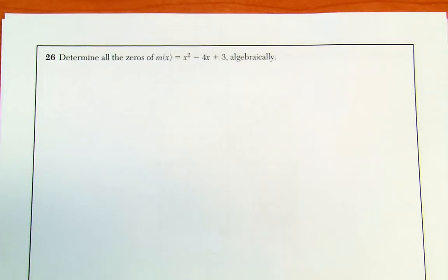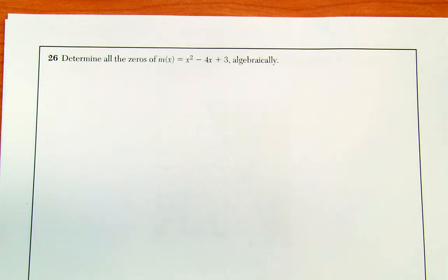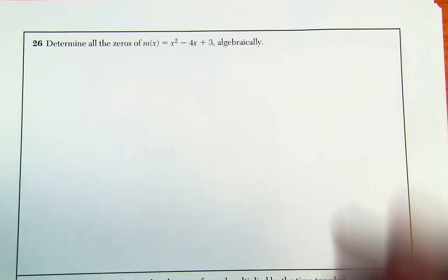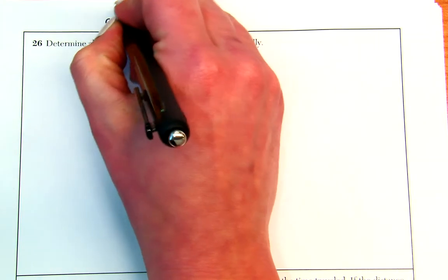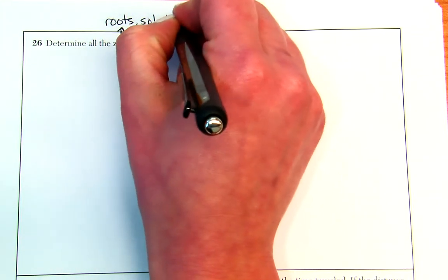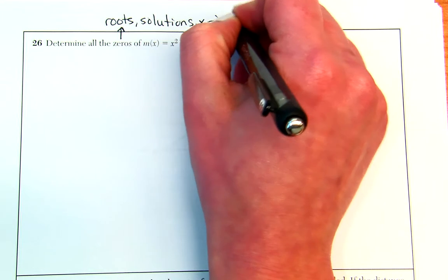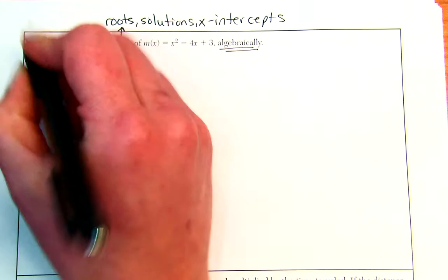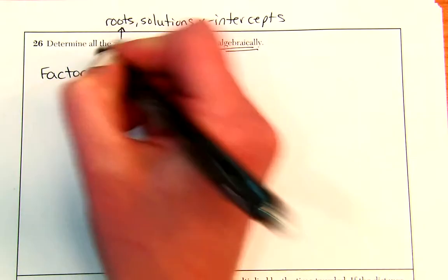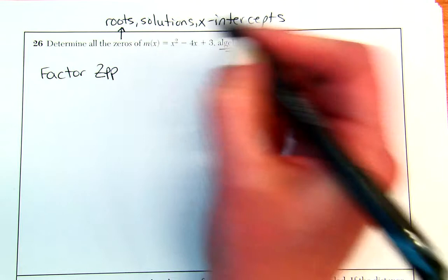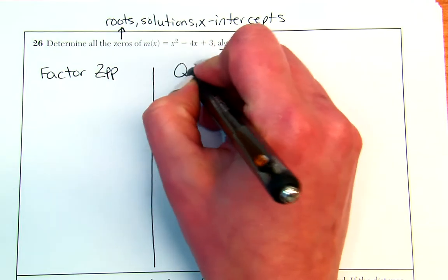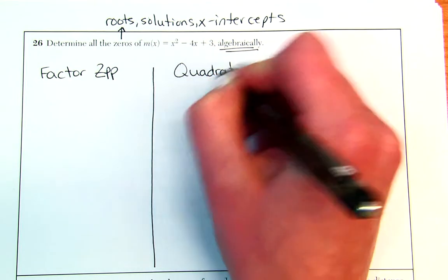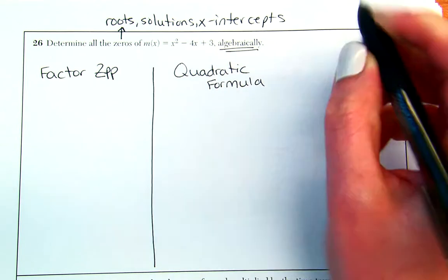All right, let's take a look at number 26. Number 26 says, determine all of the zeros of m of x equals x squared minus 4x plus 3. So anytime it says determine the zeros, the synonyms for zeros are roots, solutions, and x-intercepts. So x-intercepts is what you would see on the graph itself. This is algebraically, so there are three methods we can use. We can attempt to factor and then use the zero product property, then we can use the quadratic formula, or we can actually complete the square.